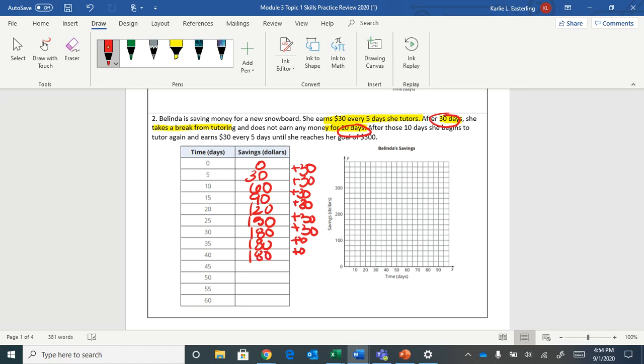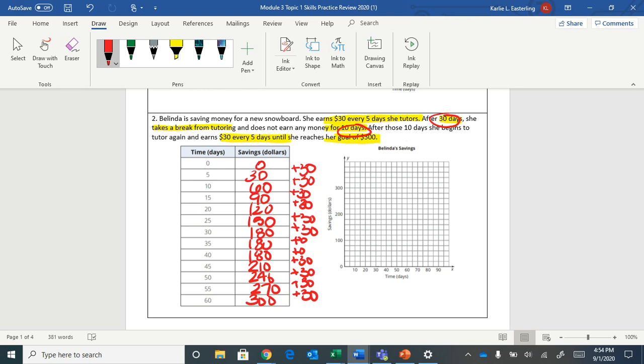And then after those 10 days, we begin tutoring again. And every 5 days again, we earn that $30. And then eventually we reach our goal of those $300. So we're going to add 30, get to 210. Add 30, get to 240. Add 30, getting us to 270. And then add our final 30, which gets us to 300, which was our goal.